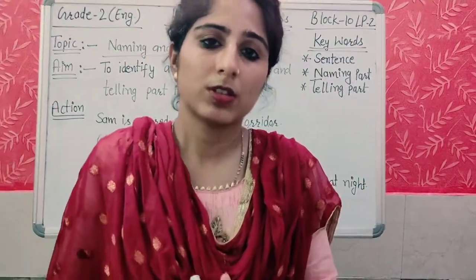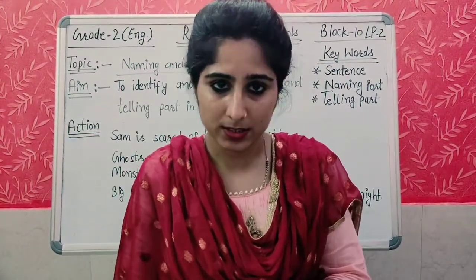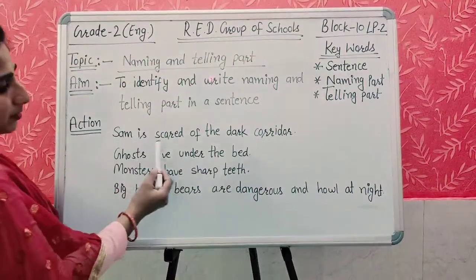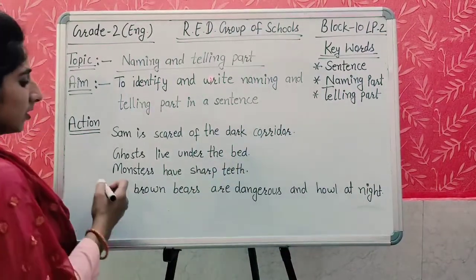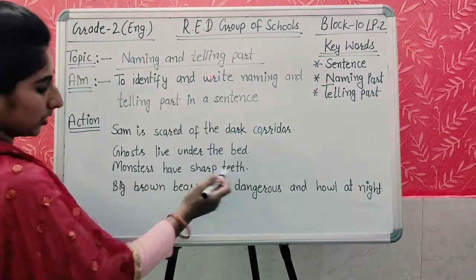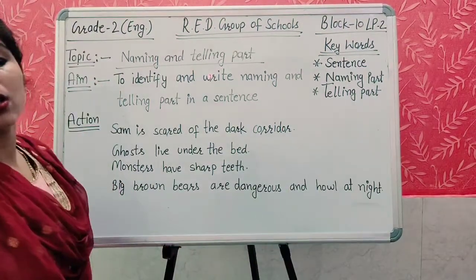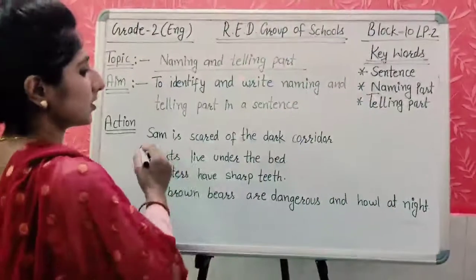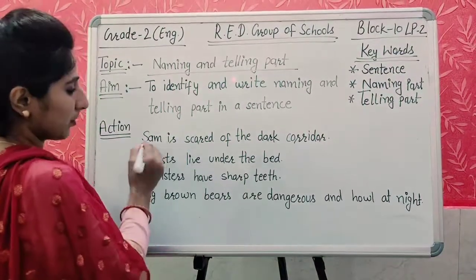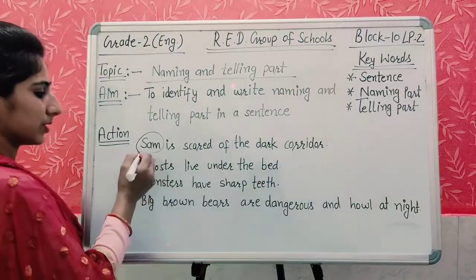Students, just now in the activity we have put the two paper slips together and made the sentences. And which sentences did we get? We get these sentences like Sam is scared of the dark corridor, ghosts live under the bed, monsters have sharp teeth, big brown bears are dangerous and howl at night. Now students, tell me which is the naming part in this sentence. Yes, the naming words are the naming part. Like what is the naming word in this sentence? Sam. And the rest of the words are giving information about Sam.